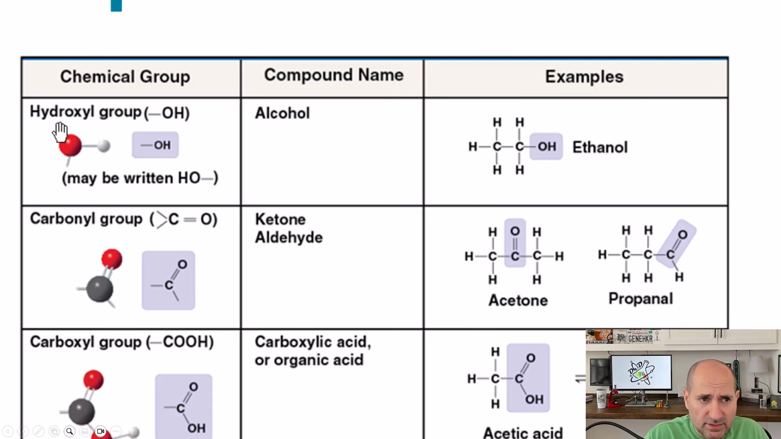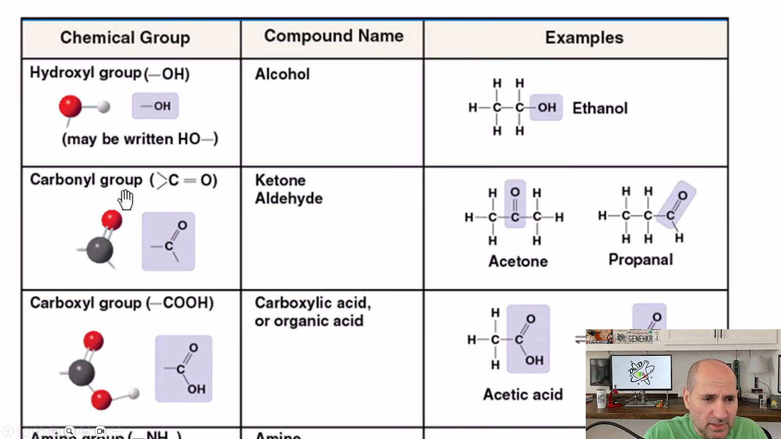For example, a hydroxyl group is an O and an H bonded to your carbon backbone. It can also be written as HO. A hydroxyl group makes a molecule an alcohol. So you should know that. You should know that a hydroxyl group is polar. So those are the things to know about hydroxyl groups. They are polar, they form alcohols, and they are written OH or HO.